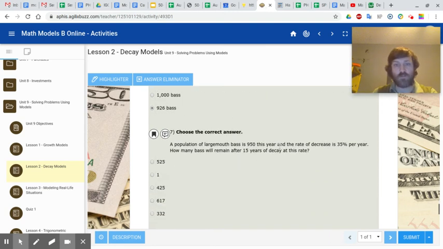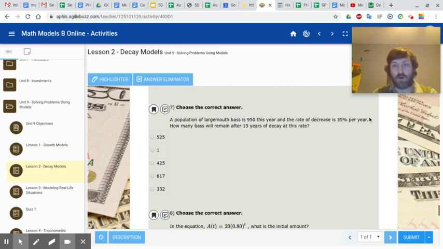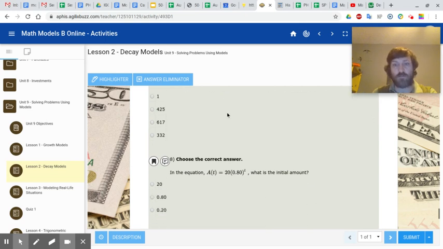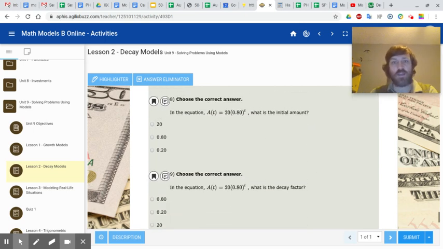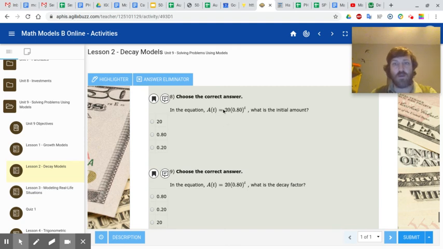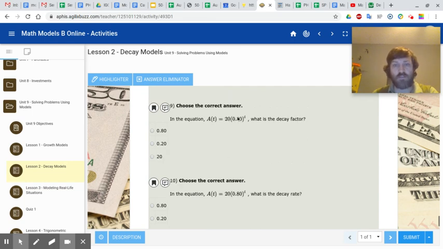So you should be able to do the same thing with number 7. That's pretty straightforward. Put the values in the same spot. And then the rest of these are just identifying the values and what they mean. We talked about this in the last lesson. What's the initial amount? Well, the initial amount is the number outside the parentheses. The decay factor is the number that has been removed. So not 80, but 0.2, because we've taken away 0.2.